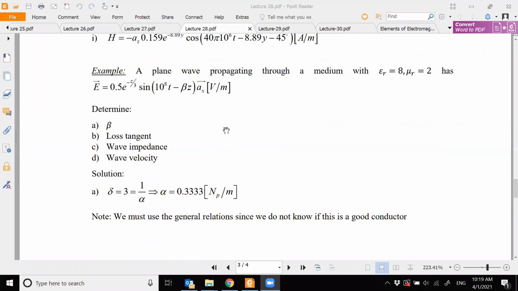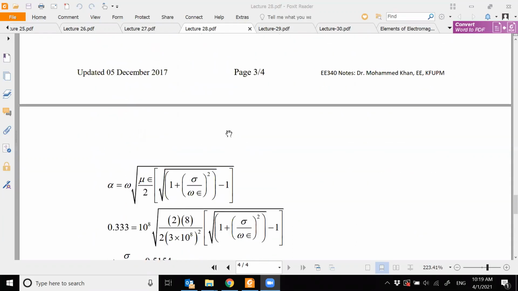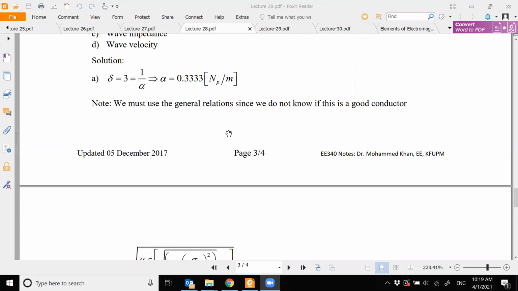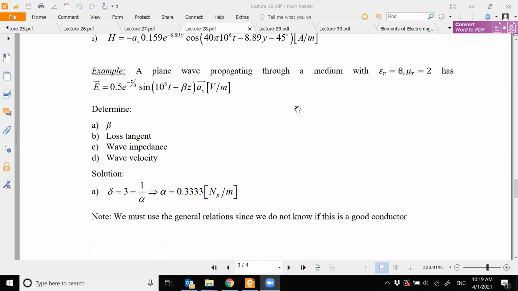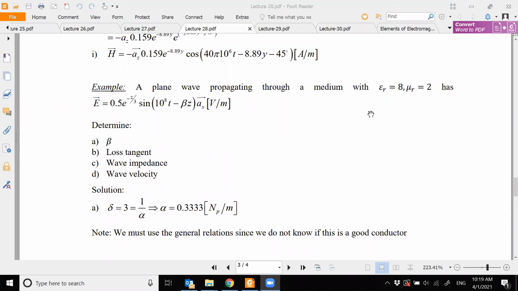So what we need to do first is find beta, and then find our loss tangent. Because we really don't know what this medium is. Is this medium a good conductor, or is it a lossy dielectric? So first we need to find sigma over omega epsilon. But from the information given in the question, we cannot find the loss tangent directly. What we can do is find it from alpha.